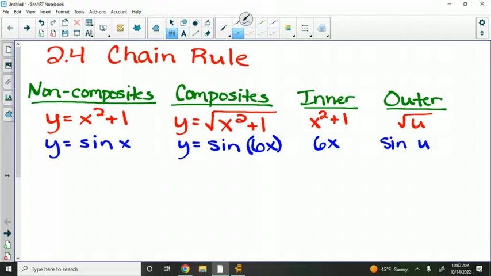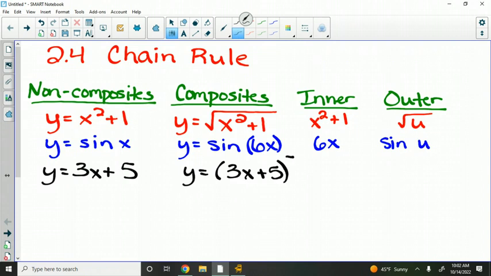All right, let's break down another one. Let's do y equals 3x plus 5. So just a basic binomial. But then if I take this, it now becomes a composite. And then our inner part, easier to see with those parentheses, is 3x plus 5. And our outer part is to the 5th power, so we'll put u to the 5th.